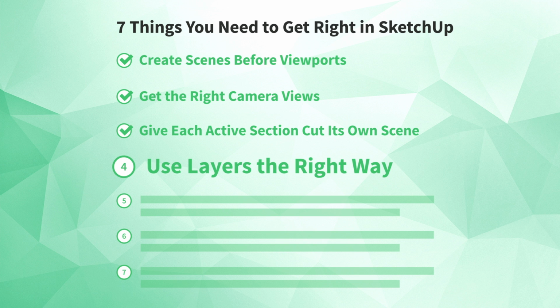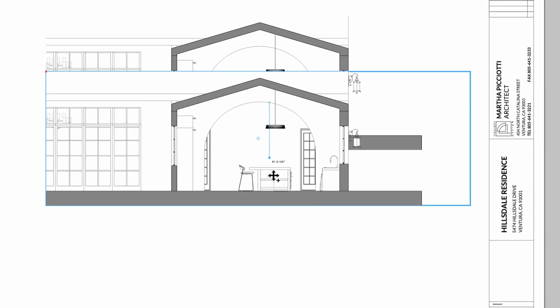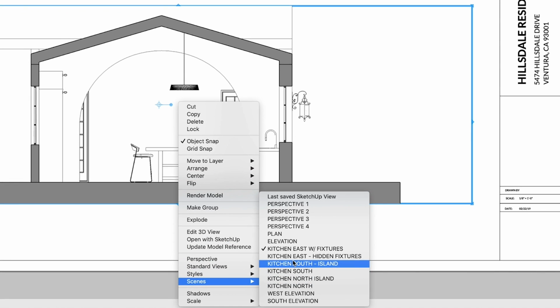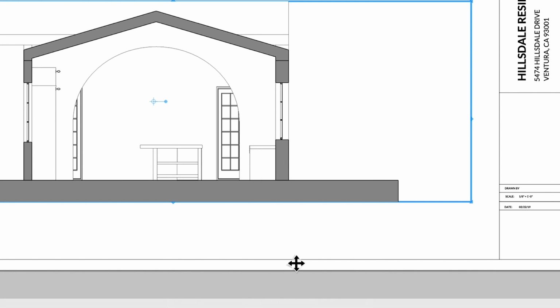Now, once you've added your section cuts, you may find that you need to adjust which parts of your drawings are visible. That's where the next tip comes in. Number 4, use layers the right way. When you're in LayOut setting up your viewports, you're gonna need scenes that show specific things in your model and hide everything else. To do that, you're gonna need to know how to use layers in SketchUp. SketchUp's layers work a little bit differently than layers do in other programs you might already use. To be successful with layers in SketchUp, you need to understand the following concepts.